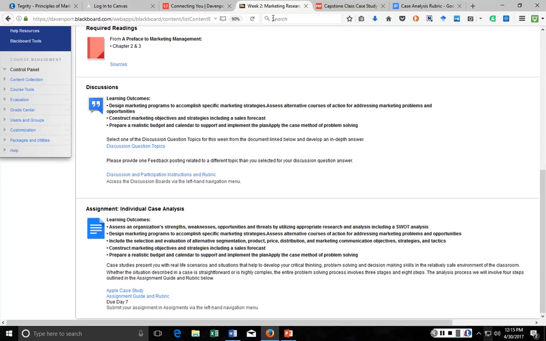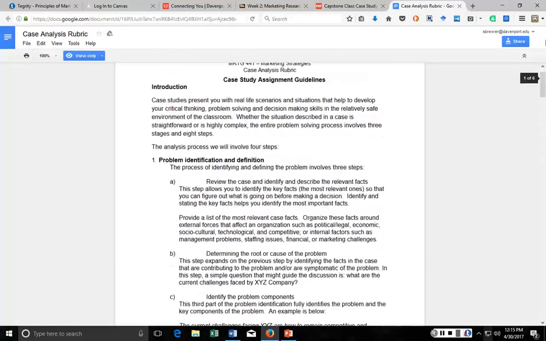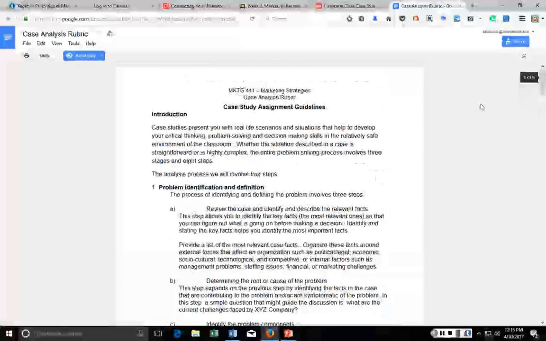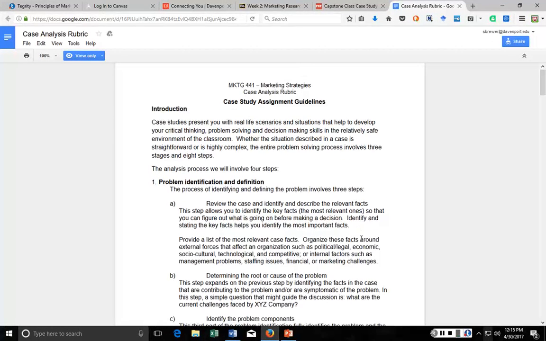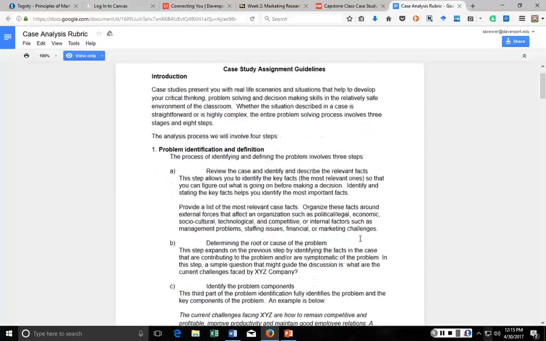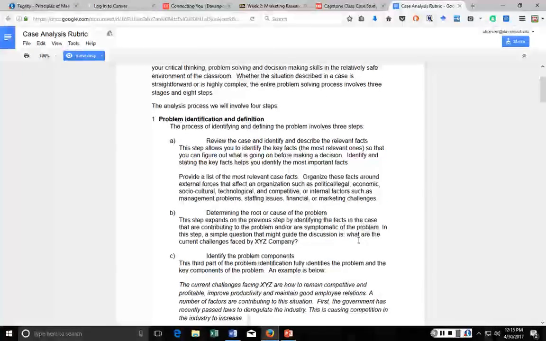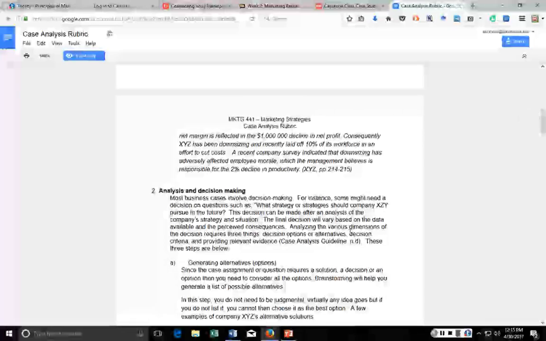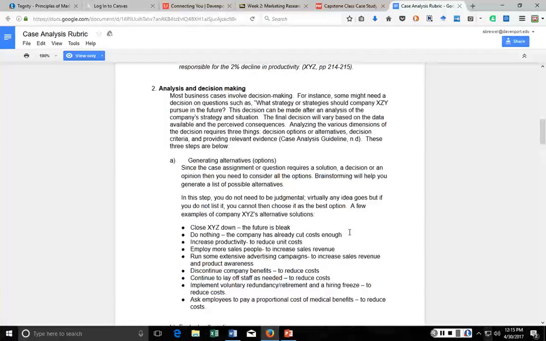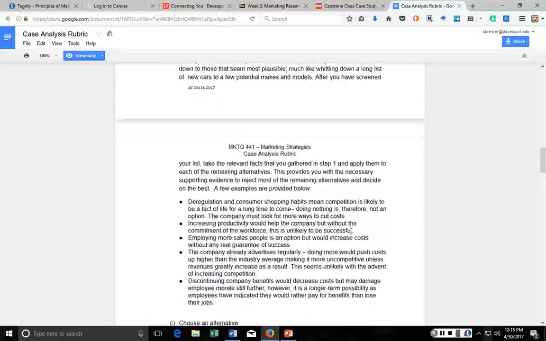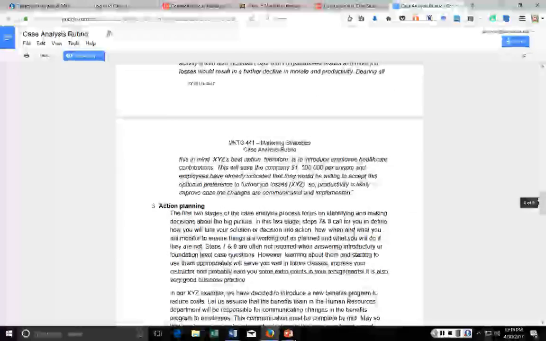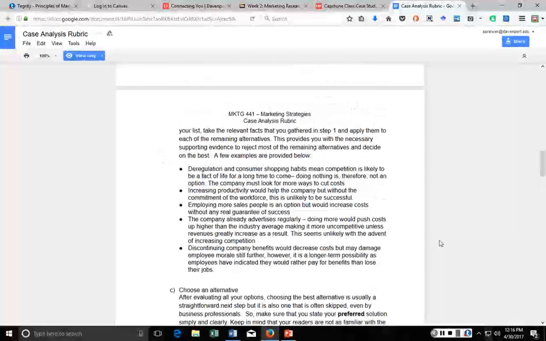And then the other document you see here is the assignment case and rubric. That looks like this. It goes through the 8 steps in the AMA process, divided into 4 sections. So section 1 is problem identification and definition. So you're going to explain what the problem is, what's going on, the components of the problem. You're going to analyze your options. And then you're going to evaluate the alternatives, and you're going to choose an alternative. So that's all in step 2.